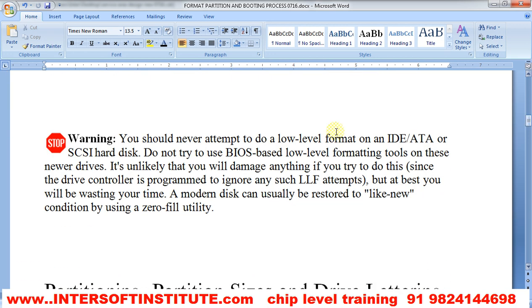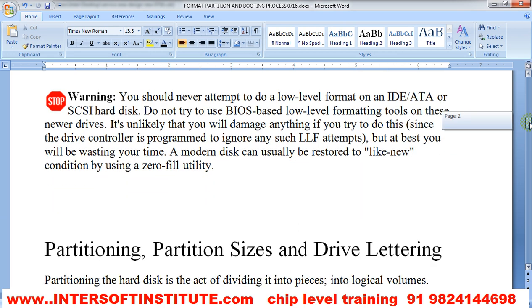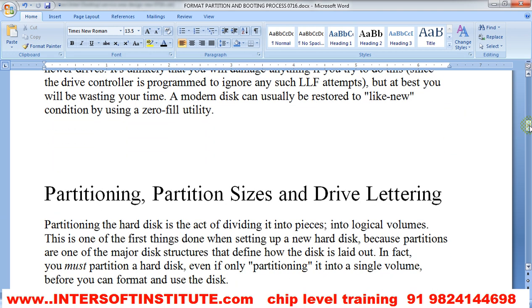Warning, don't do the low level format on SCSI drives. Do not try the BIOS based low level formatting tools on these newer drives. Unlike with the damage, sometimes everything may be a problem. After low level formatting, first we have to do the partitioning.